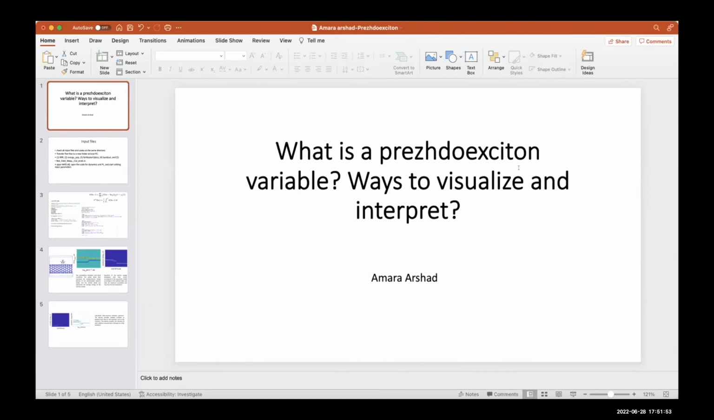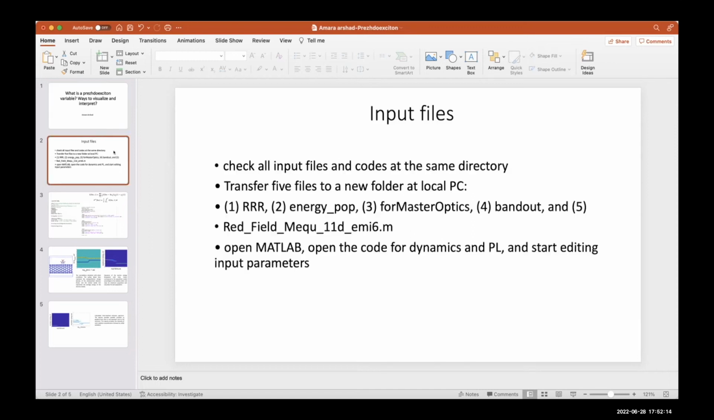So hello everyone. I think everything is explained by the professor before, so I will explain the same thing. The most important thing is that in this case we study the dynamic of the exciton, that is the electron hole pair, and we need all the input files that we used in the previous meeting. Here is the summary of those input files, and there are 5 input files: the RRR file, energy pop file, master optic file, band out file, and the MATLAB code.